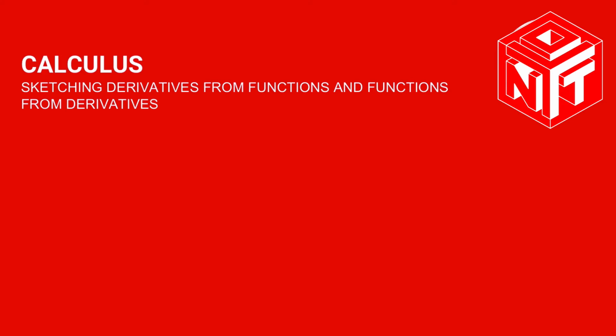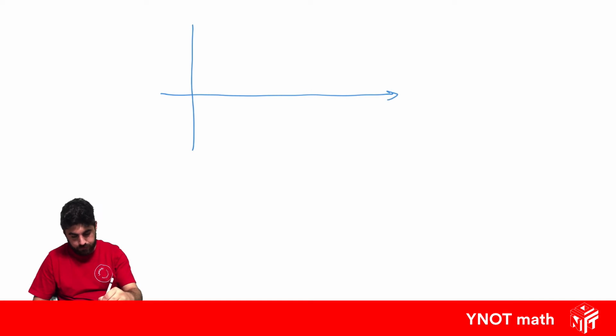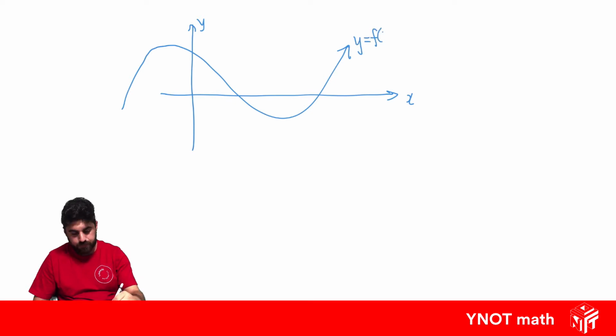Sketching derivatives from functions and functions from derivatives. So if you're given a graph, you can sketch a possible derivative graph without knowing what the function is, and vice versa. So let's have a look at a graph. We're going to have a graph looking like this that we're going to call f of x. And we don't really know anything about the graph at first glance, but let's take note of a few things.